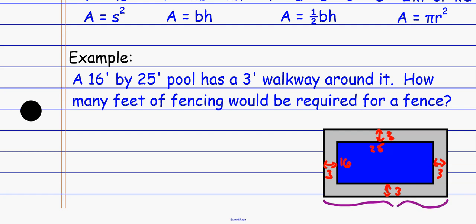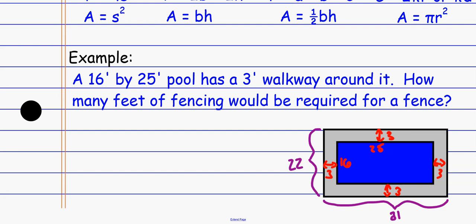And so if we look at it, the pool itself is 25 feet, but then there's 3 feet of walkway on each side, so that's actually 31 feet. Okay, and we do the same thing over here. Again, the width of the pool, or the height of the pool here, is 16 feet, but then we add that extra 3 feet on each side, so that's 22 feet when it's all said and done.